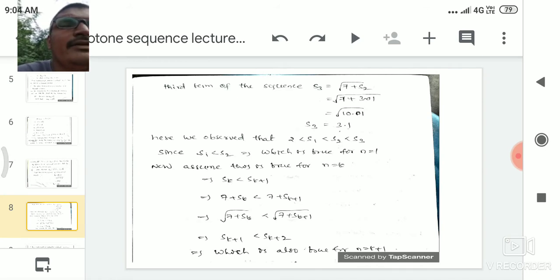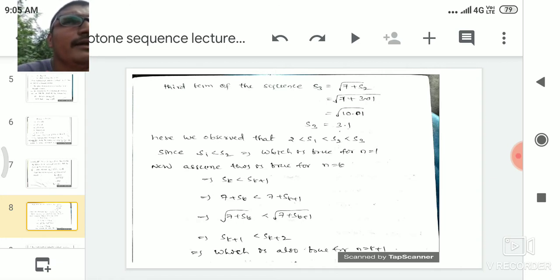For that we add 7 on both sides, then 7 plus Sk less than 7 plus Sk plus 1. Now we take root on both sides, root of 7 plus Sk less than root of 7 plus Sk plus 1. So by the recursion formula, root of 7 plus Sk can be written as Sk plus 1, and the right hand side root of 7 plus Sk plus 1 can be written as Sk plus 2. So this condition gives that it is true for n is equal to k plus 1.